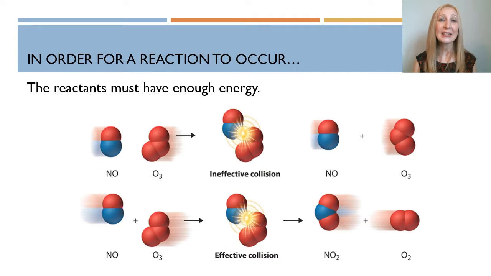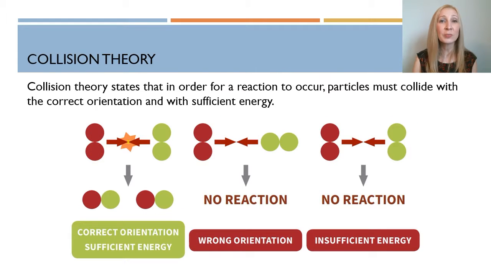The second thing that needs to happen is the reactant particles must have enough energy. They need to be moving fast enough so that their collision has enough energy to break the chemical bonds that are in the reactant particles and form new chemical bonds in the product particles. So they have to be moving fast enough and have enough energy. Otherwise, they'll just bounce off of each other.